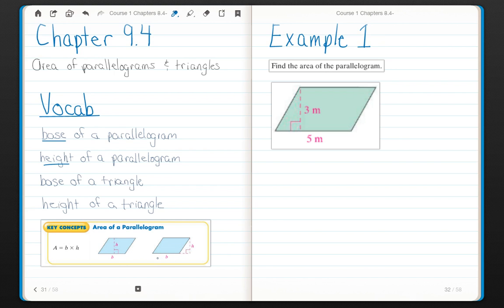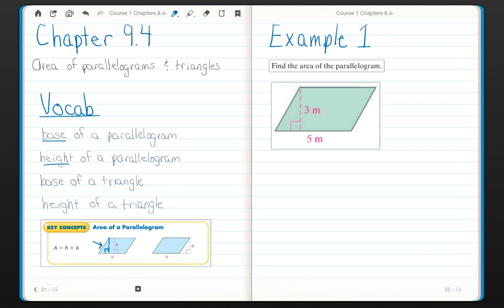The base of the parallelogram is typically the bottom, okay? It is the side the shape is resting on. The height is the vertical distance between the top and the bottom. It's as if I take a ball of string and I hold on to one end and I drop the ball. It's going to fall straight down and make a perpendicular angle with the base.